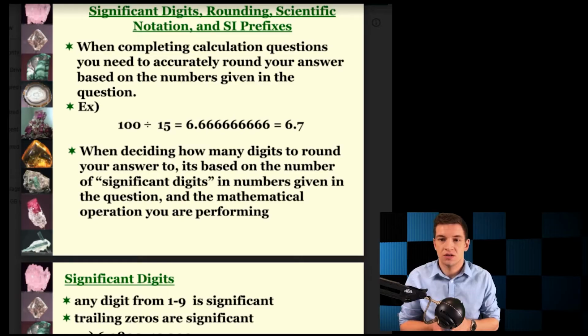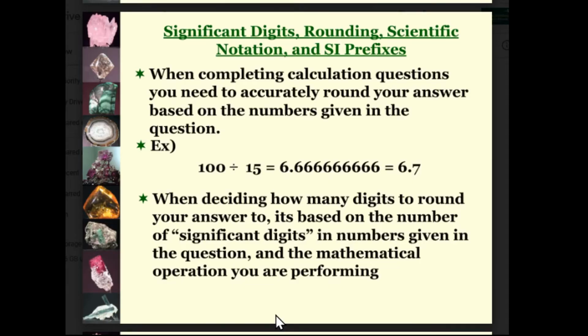Alright everyone, so we're going to start with significant digits here. And this is going to be a little hard to get used to for some of you because it's a little different than math, okay? So in physics, when completing calculation questions, you need to accurately round your answer based on the numbers given in the question. That's different than math, when you have to round your answer to, let's say, the nearest tenth, okay?